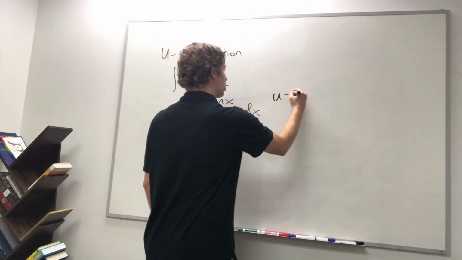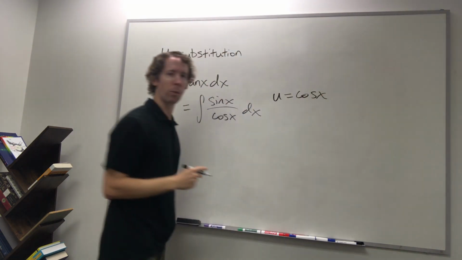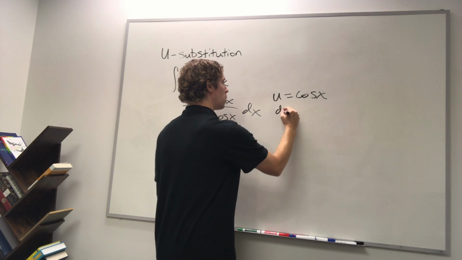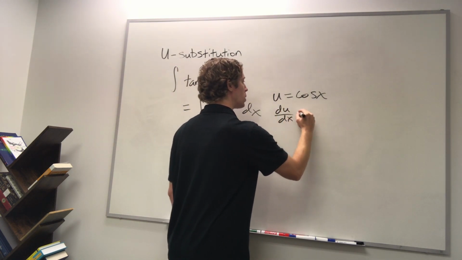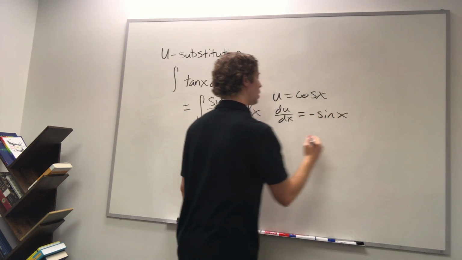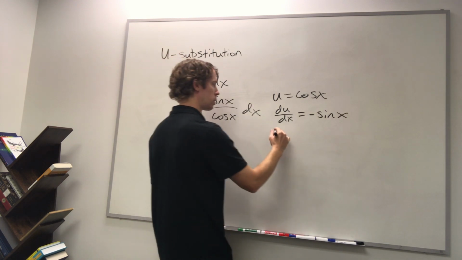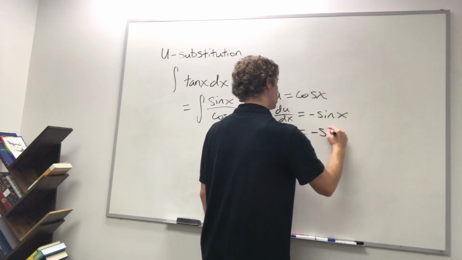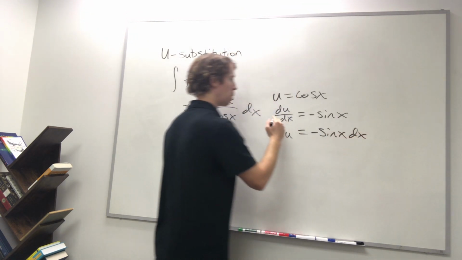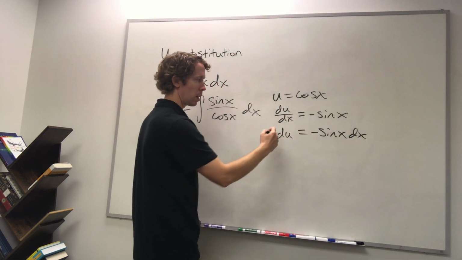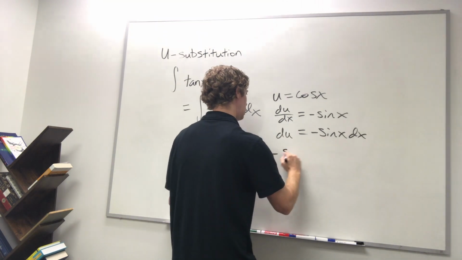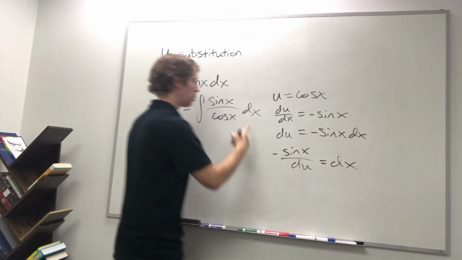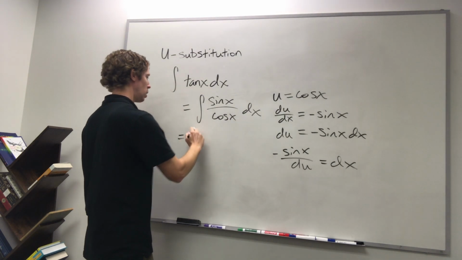So I'm going to let u equal cosine x. I'll go ahead and write out the u substitution that I was talking about. I know that derivative is negative sine. I'll solve for dx, treating dx and du as variables. So multiply both sides by dx, divide by negative sine. Plug that in for dx here.